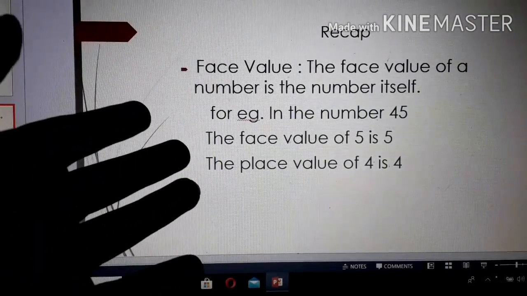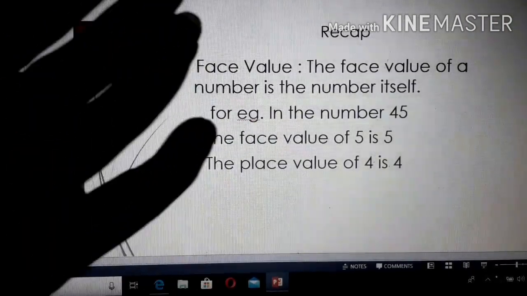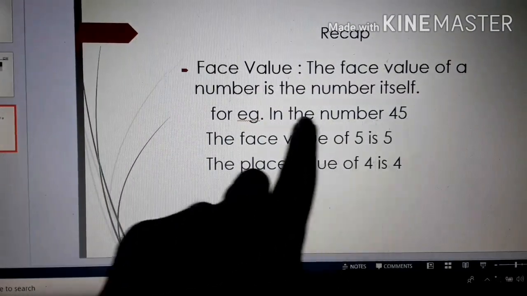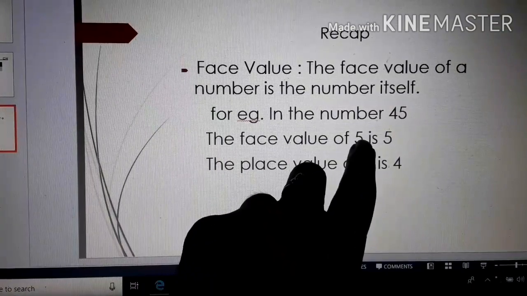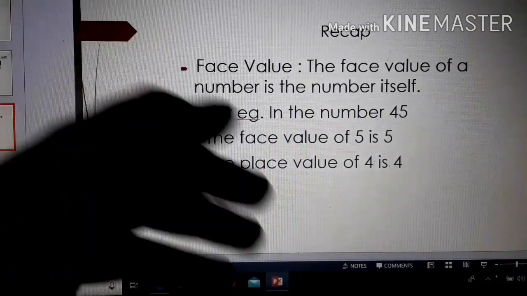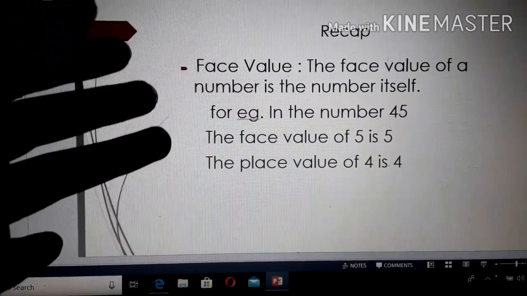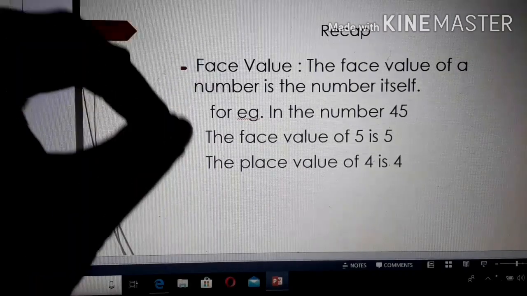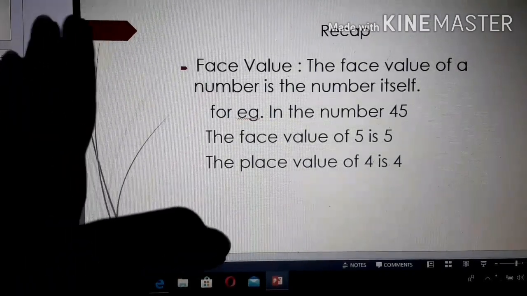Next you see, children, face value. Now, what is face value? As I told you, the number itself. If I ask you in the number 45, what is the face value of 5? The face value of 5 is 5. No matter which place it is in, whether ones place, tens place, or hundreds place, it doesn't matter. The face value is the number itself.